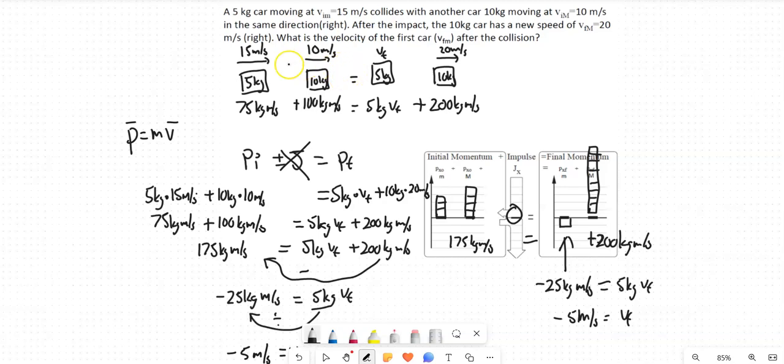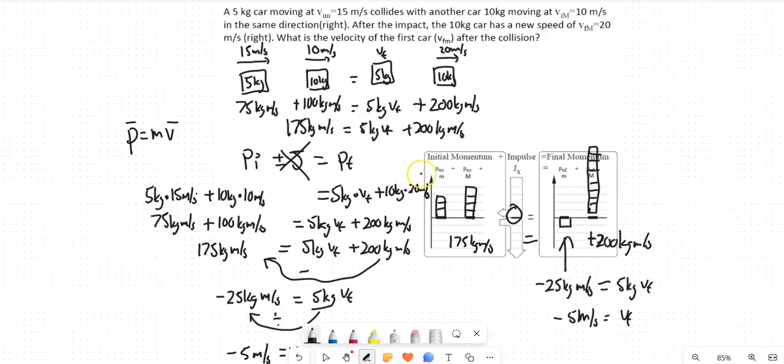Another way is doing a storyboard. You just write this right here. This is then 175 kilogram meter per second equals 5 kilograms V final plus 200 kilogram meter per second. And then you would just do your mathematics from there. The third way is to actually use the bar charts to do it. Okay, so there are 3 different ways to do one thing.